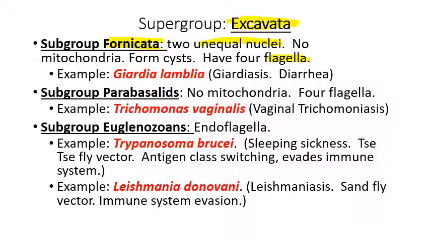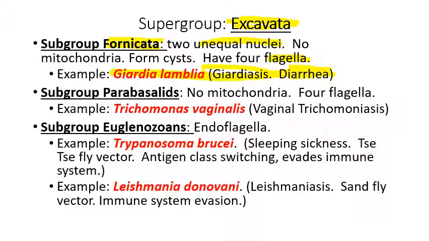The example that we're going to learn about, that you already know about, is Giardia lamblia, which causes a disease called giardiasis, which causes diarrhea. Giardiasis is endemic to British Columbia and many other parts of Canada. Anywhere that you find beavers, for example, beavers commonly carry giardiasis. Beavers, of course, are Canada's national animal. If you have a lake that has beavers in it, don't drink the water from that lake because you could get giardiasis, right? So Giardia lamblia is a member of the subgroup Fornicata. Fornicata is a member of the supergroup Excavata.